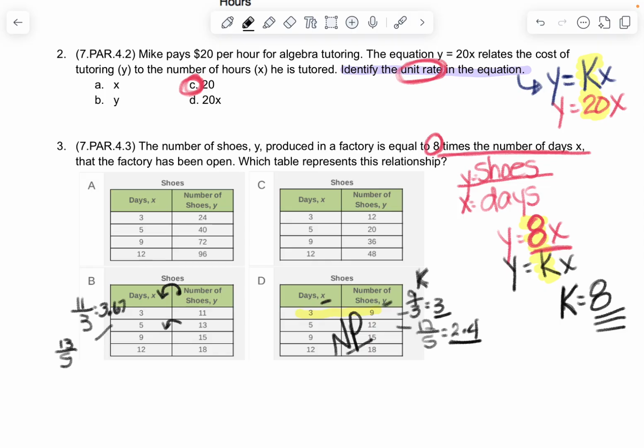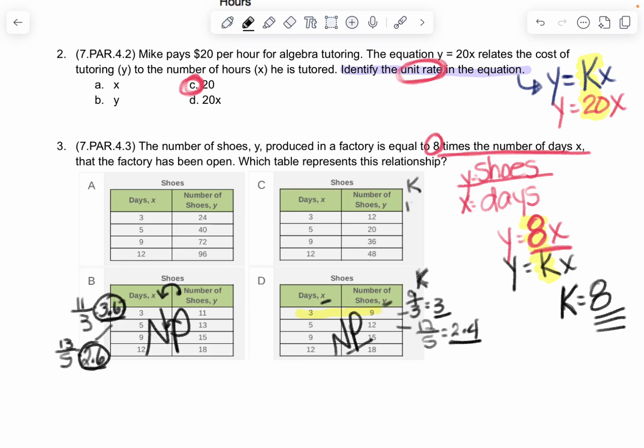Is 2.6. I'm going to stop right there. First of all, we know it's not the answer because I'm looking for 8. But it's also not proportional because those aren't the same. This is not the same, so that's not proportional. Look at C.